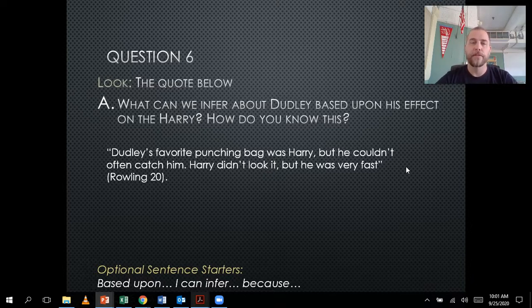And so here we can infer that Dudley is aggressive. He's a bit of a bully. He doesn't have much sensitivity or empathy towards others. He seems to have no problem hurting other people. And Harry is learning to adapt, because it doesn't seem like Dudley can be reasoned with. So Harry has just gotten faster and he's able to move and get out of Dudley's way. And so we see here that Dudley's being portrayed very negatively. He has multiple negative characteristics based on what we see here.